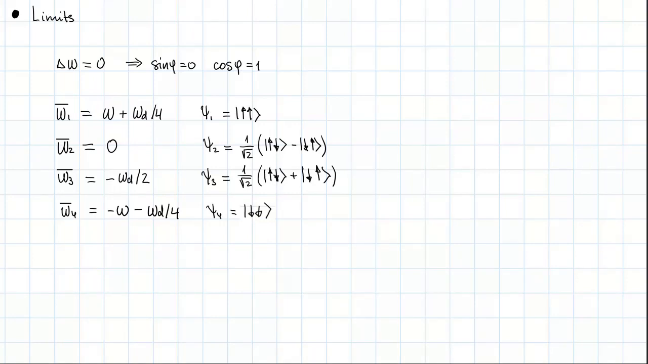Here, psi1, psi3, and psi4 are the wave functions of the triplet state. Psi2 is the singlet state. This result is also easily obtained if we put sin phi equals 0 and cosine phi equals 1 in the general expression for the eigenvectors shown above.